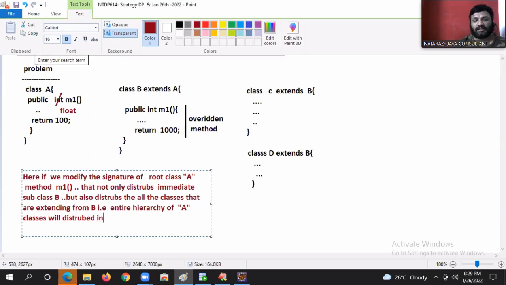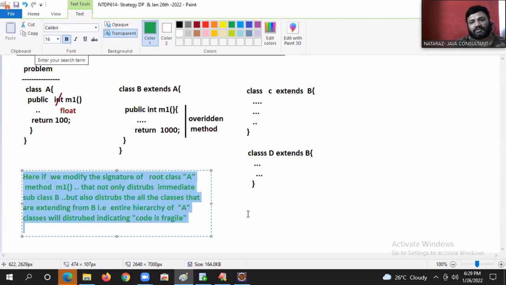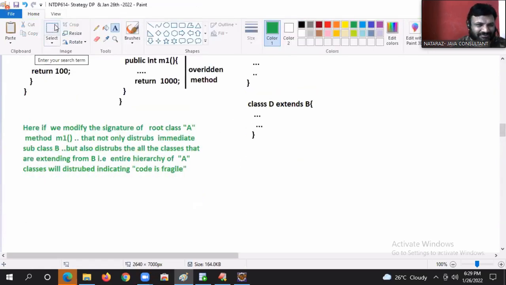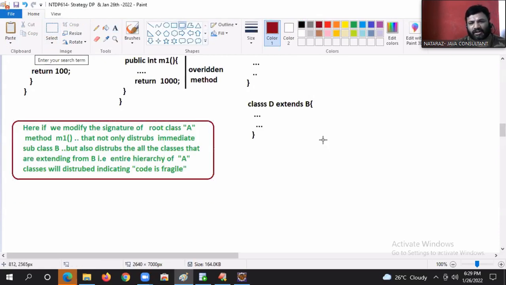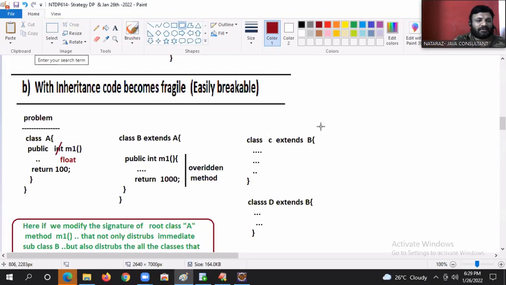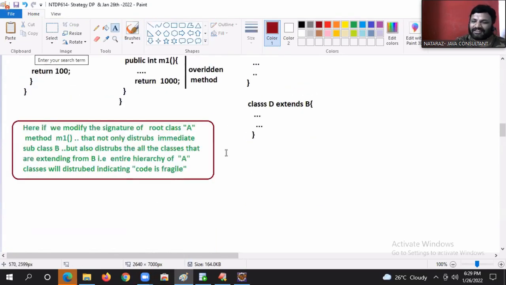Okay, indicating code is fragile. Yes, it clearly indicates the code is fragile or not, boss? I want a reply. This is the problem code, guys. Easily breakable or not?